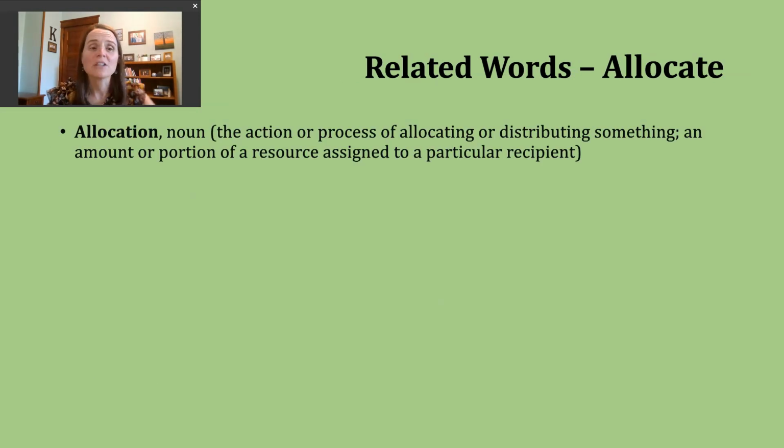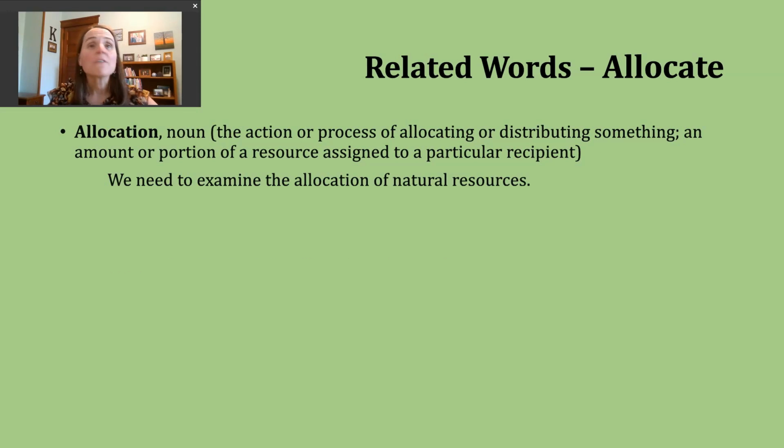The first word we're going to look at is the noun allocation. This noun can have a couple meanings like our verb. The first way to use the noun is to talk about the action or the process of allocating or distributing something. An example of this might be, we need to examine the allocation of natural resources.